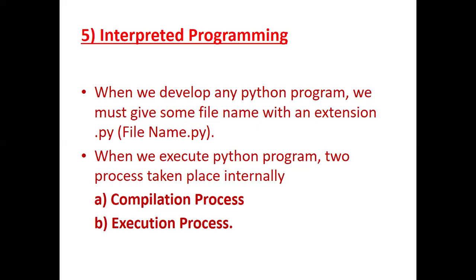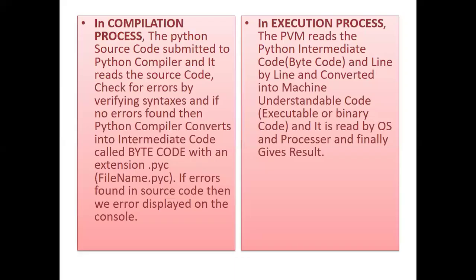If we talk about the compilation process, the source code, meaning the file, will be submitted to the Python compiler. It will go through the source code and check for errors. If we get errors, they will be displayed on the console. If no error is found, then the Python compiler converts it into intermediate code, that is bytecode. Internally, it will be stored with the extension .pyc, meaning filename.pyc. And if errors are there, they will be displayed.